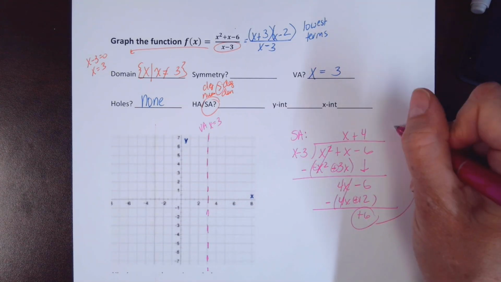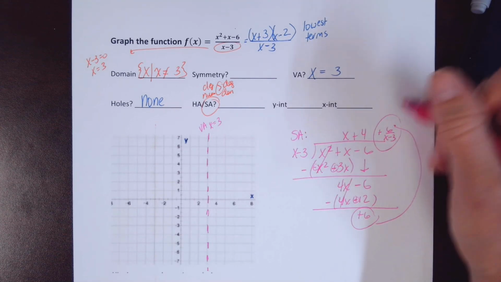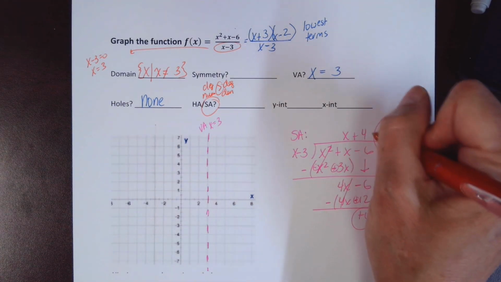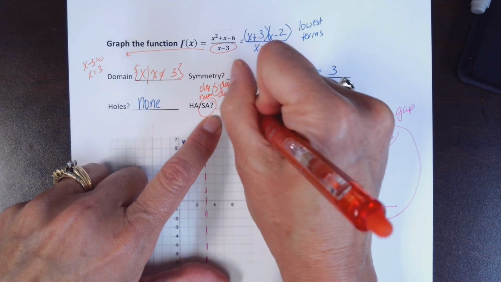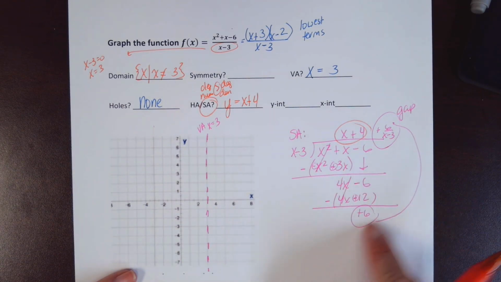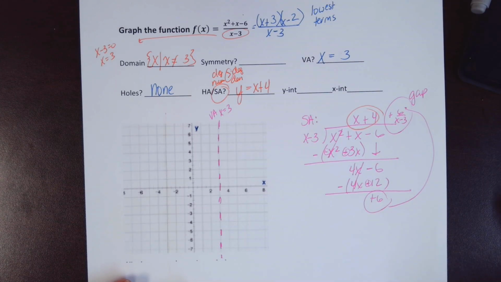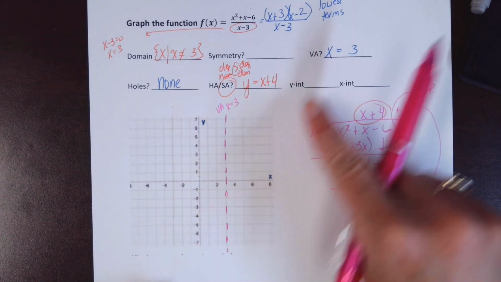That's my remainder. It would go up here and it would say plus 6 over x minus 3, but remember that represents that gap. So this is my equation that I'm interested in for my slant asymptote. My slant asymptote is going to be y equals x plus 4. My remainder is that gap between the actual graph and the asymptote. It gets closer and closer and closer. So this value gets smaller and smaller and smaller as x gets large.